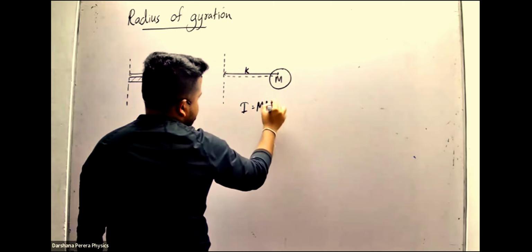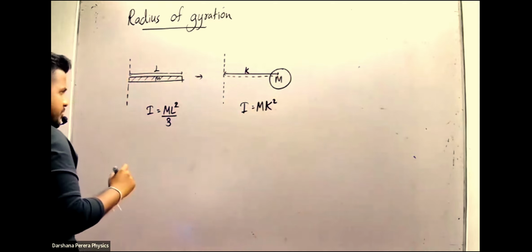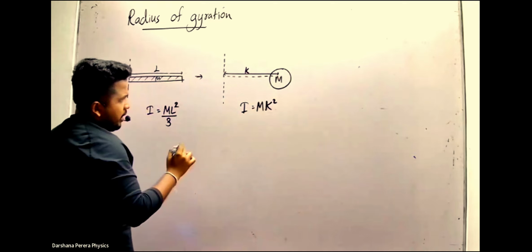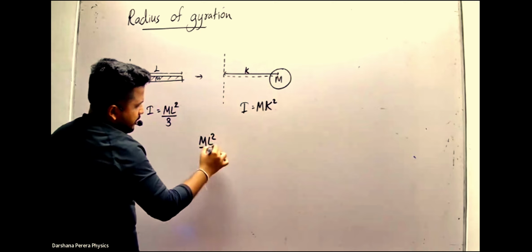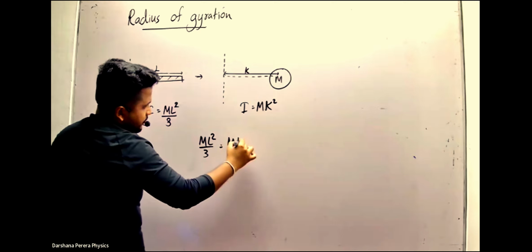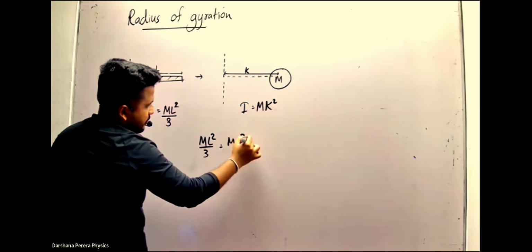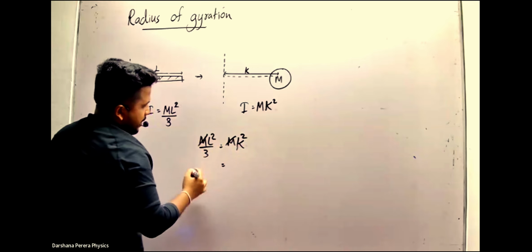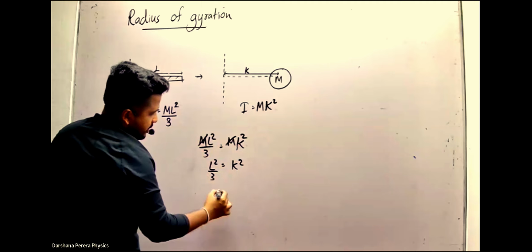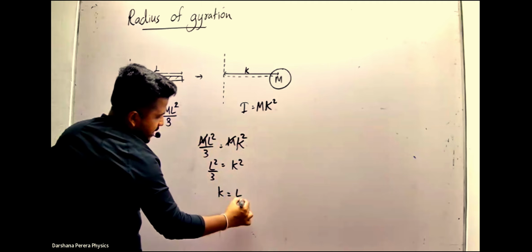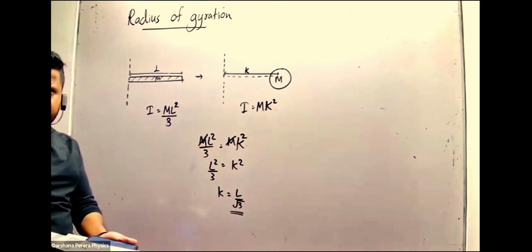Why? It is the theory, no? First of all, we discussed I equals mk square. Therefore, these are equal terms. ml square over 3 equals mk square. The m cancels out. K square equals L square over 3. That means K equals L over root 3. It is a concept. Right?